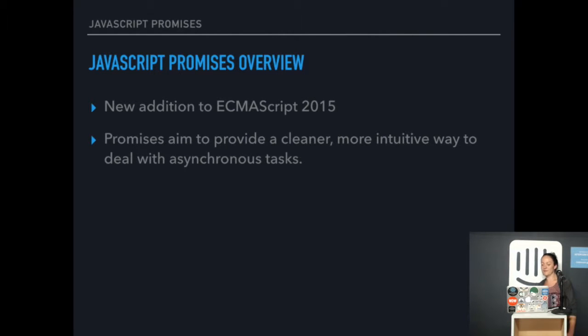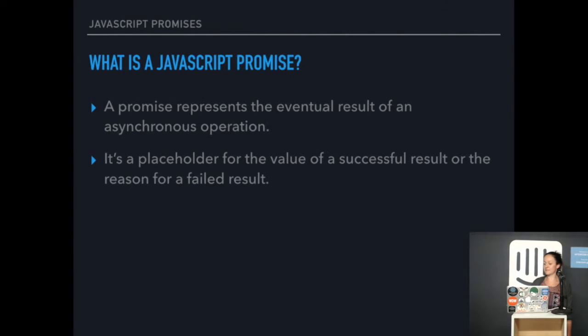Although available through libraries like Q and Bluebird, Promises have not been native to JavaScript until ES6 or ES2015. Promises aim to provide a cleaner, more intuitive way of dealing with the completion or failure of asynchronous tasks. A Promise represents the eventual result of an operation, typically an asynchronous operation like AJAX requests.